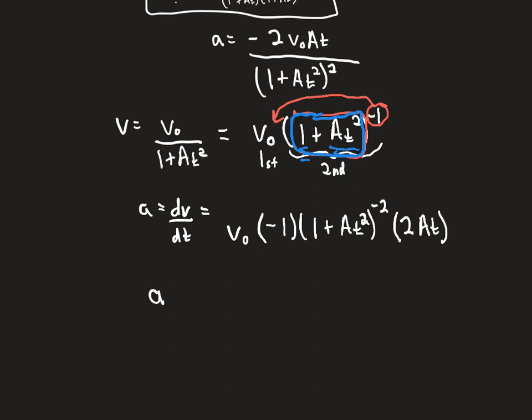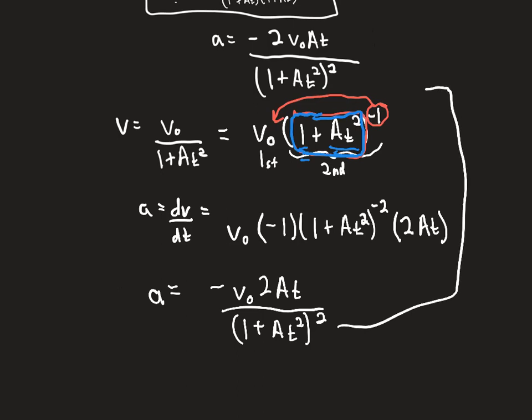So that leaves me with my acceleration equation is going to be negative v naught times 2 times a times t, all divided by 1 plus a times t squared, all of that raised to the second power. And we see that that matches with what I got from the quotient rule. They're the same thing. You can use either approach that you want. Doesn't really matter. That's the product rule and the quotient rule, and an example of both of those.